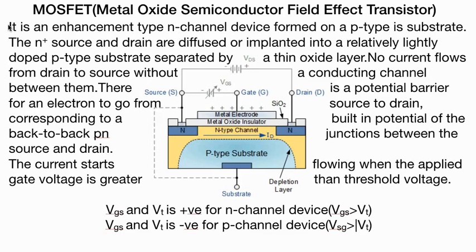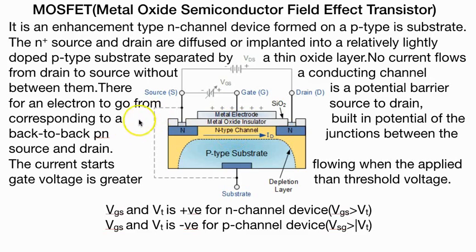The N plus source and the drain are diffused or implanted into a relatively lightly doped P-type substrate, separated by a thin oxide layer. No current flows from drain to source without a conducting channel between them. There is a barrier potential for electrons to go from source to drain. Until and unless the channel is created, no electrons can flow from source to drain, and the current will be in the opposite direction.